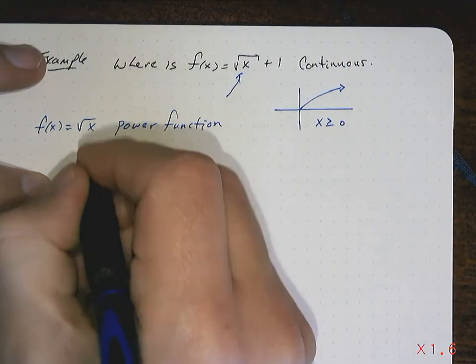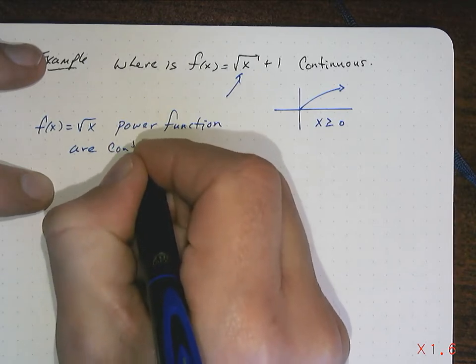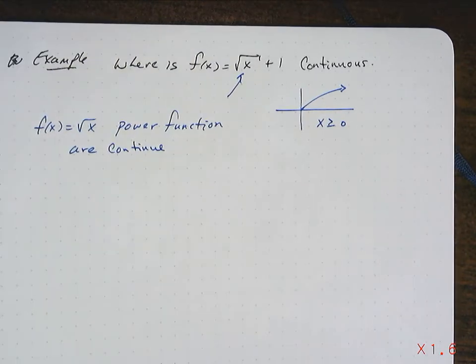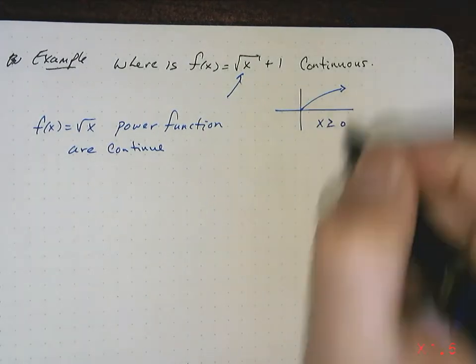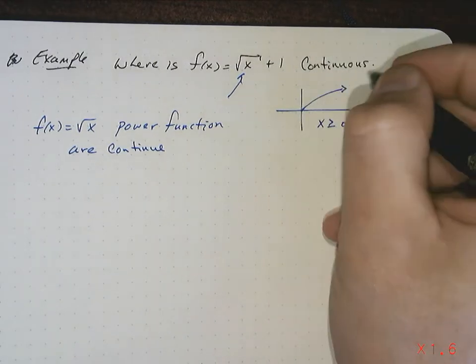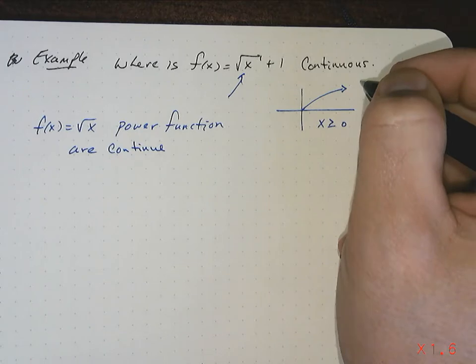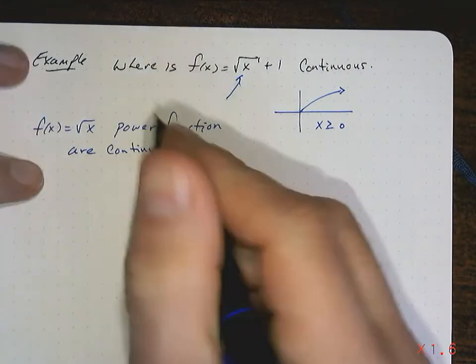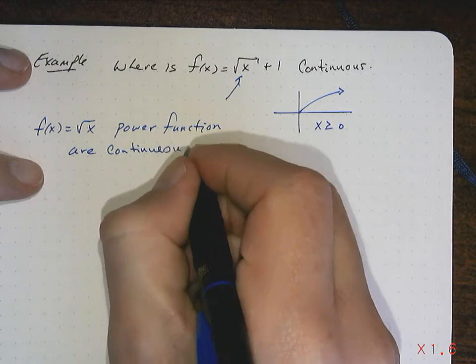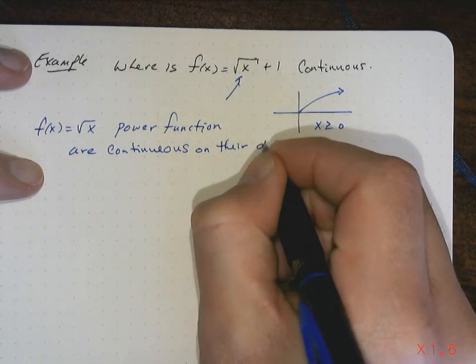So power functions are continuous, and I don't really think you should memorize that power functions are continuous. I think you should look at it and say, what is that darn thing? Oh yeah, it looks like that. Did I have to lift my pencil at all to draw it? No. So it's continuous everywhere I was able to draw it without lifting my pencil. I think that's your best bet. So they are continuous on their respective domains.